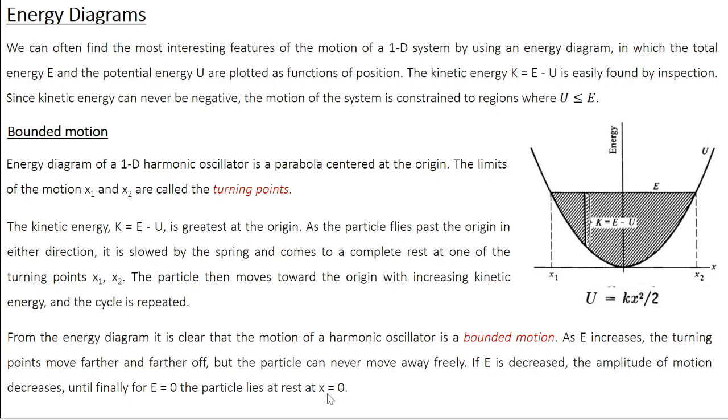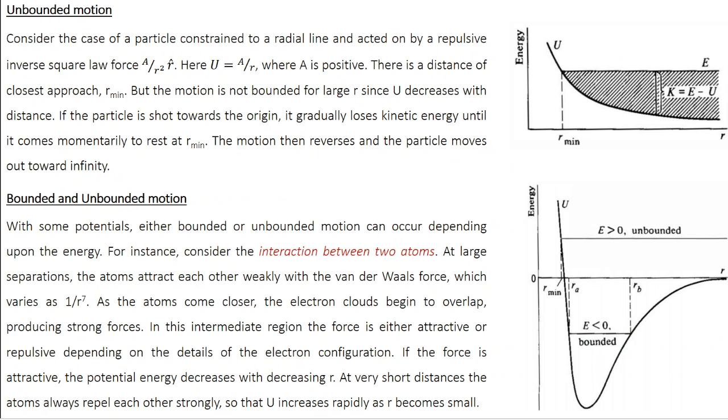So this is a classic example of a bounded motion. Every linear harmonic oscillator executes bounded motion. Now let's see an example of an unbounded motion.